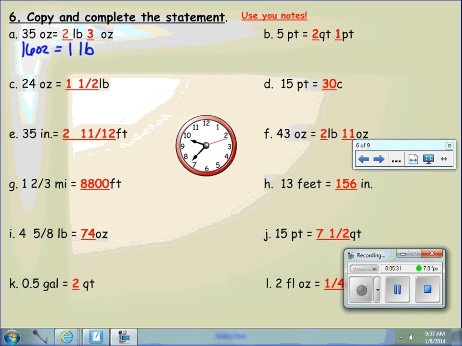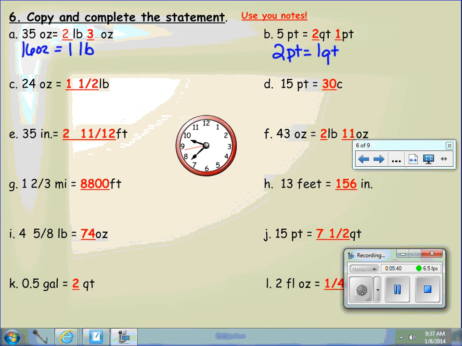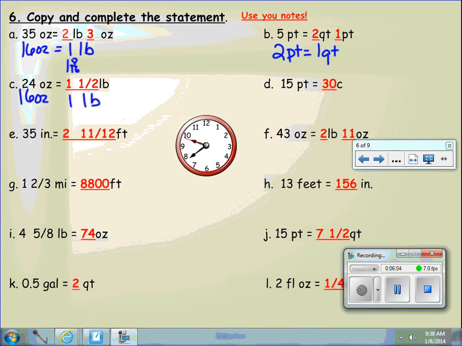We're going to write down what we know. Notice, if there are 2 pints in 1 quart, and you have 5 of them, 5 divided by 2 is 2 with 1 pint left over. In C, we have 24 ounces. 24 ounces is equal to what in pounds? We know that there are 16 ounces in 1 pound. So when we divide, 16 goes into 24 one time, 1 whole, with 8 left over. So it would be 1 8/16, but you're going to reduce this to 1 1/2 pounds.